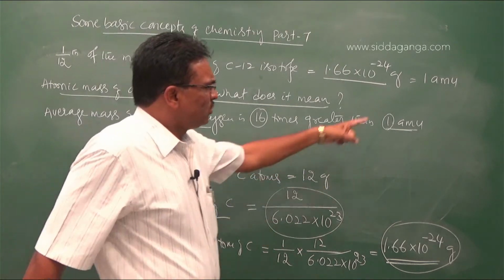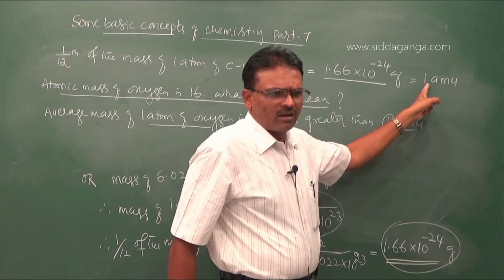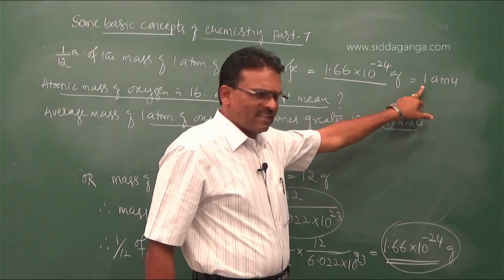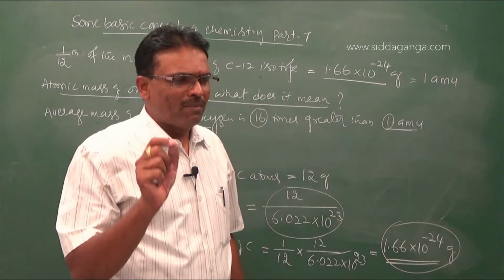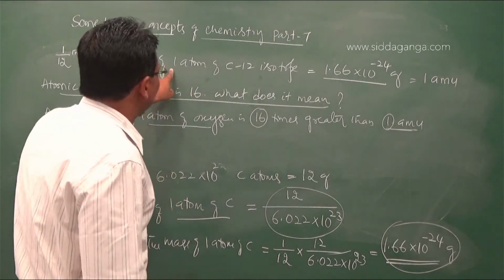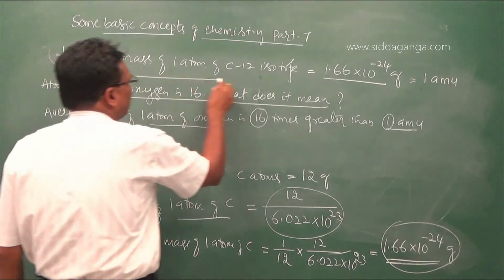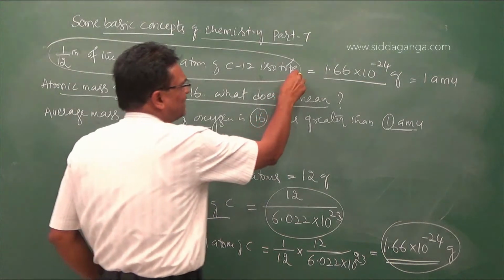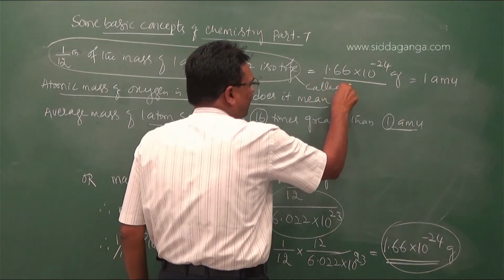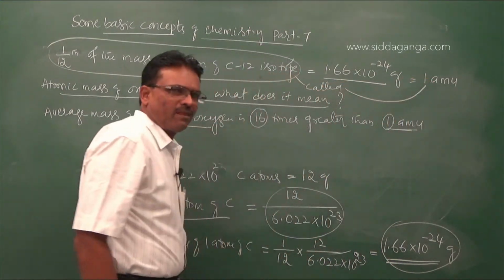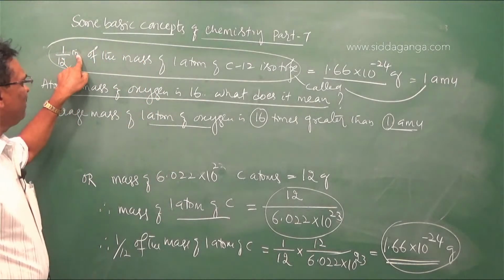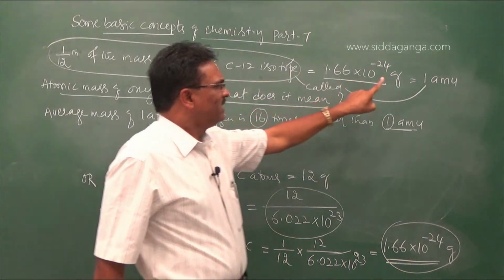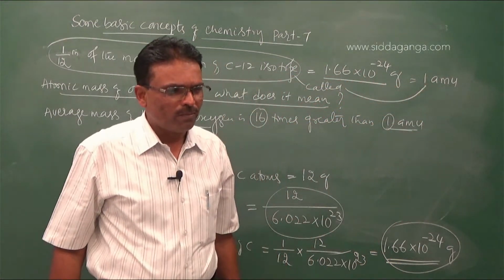So atomic mass unit means it is nothing but 1/12 of the mass of 1 atom of carbon-12 isotope. This is the definition. 1/12 of the mass of 1 atom of carbon-12 isotope is called 1 AMU.